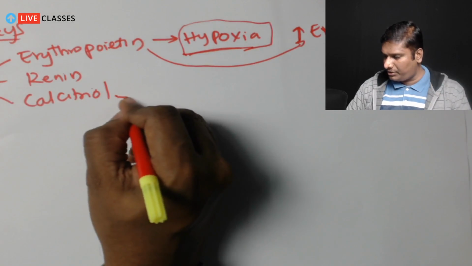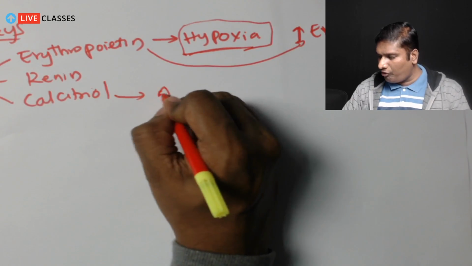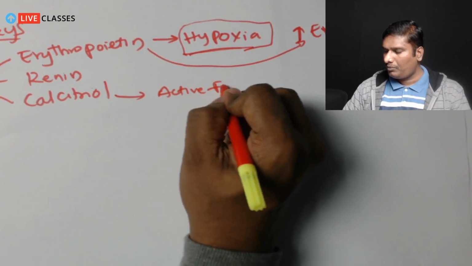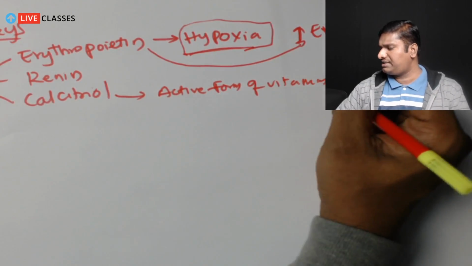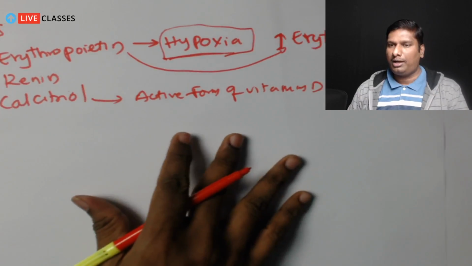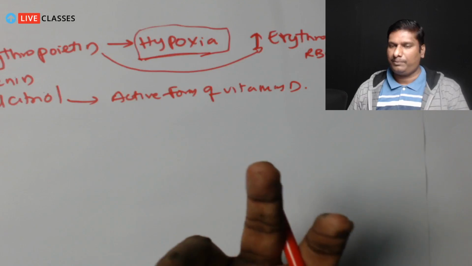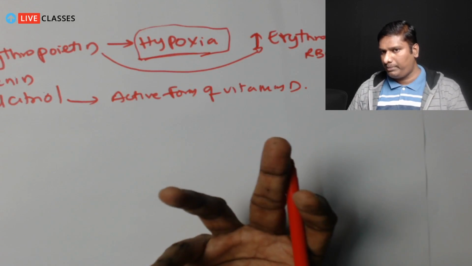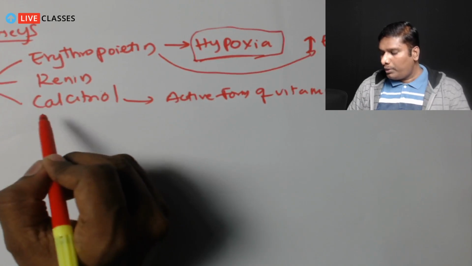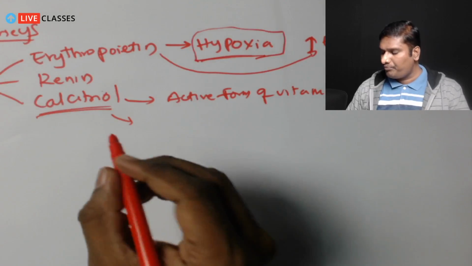Then we look at calcitriol. Calcitriol is nothing but the active form of vitamin D, the same vitamin D which you get by exposing your body to the sun. So sunlight is good because it helps in the synthesis of vitamin D. Now, what is vitamin D? The active form of vitamin D is your calcitriol. Now, why do you need vitamin D?